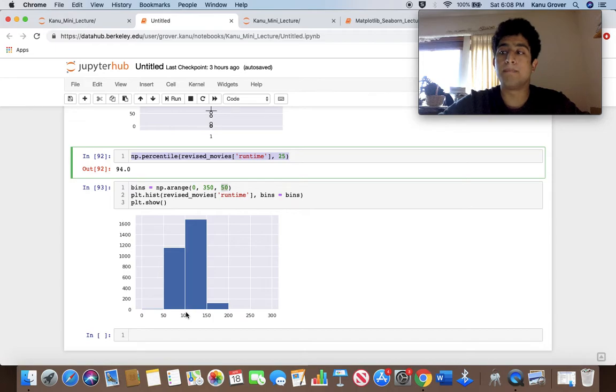But before we move on, I just want to talk a little bit about this box plot right here.